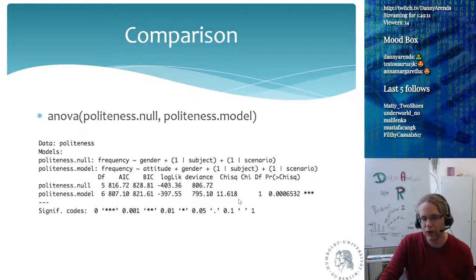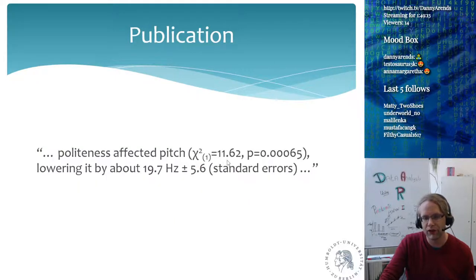We have a chi-square value of 11.6, right? So the chi-square value, 1 degree of freedom, 11.6, which corresponds to a p-value of 6.5 times 10 to the minus 4, or 0.00065. Lowering it by around 9.7 hertz, plus minus 5.6, right? And that is just the standard error that we can also get from the summary. So that is kind of how you do linear mixed effect models, right?